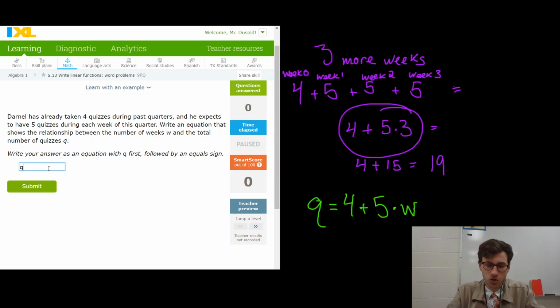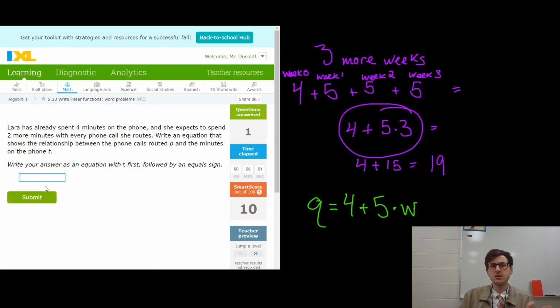So let's try that out. Q equals 4 plus 5W. And you might see it as 5W plus 4, right? That's slope-intercept form. Doesn't have to be in that form, though. Brilliant. Okay, so that's how you might do that type of problem. This problem would be fairly similar.